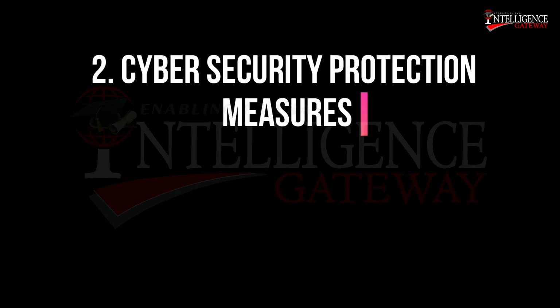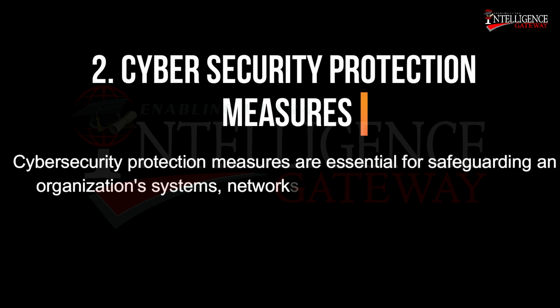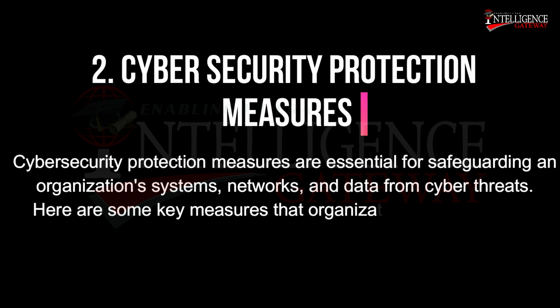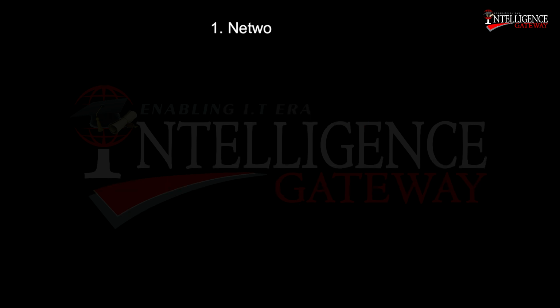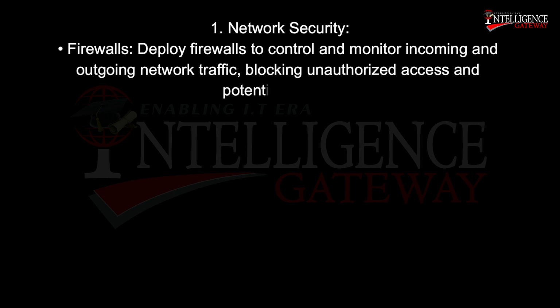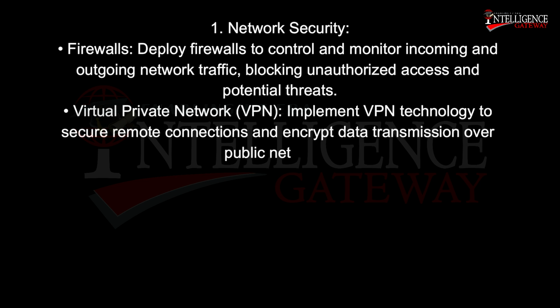2. Cybersecurity protection measures. Cybersecurity protection measures are essential for safeguarding an organization's systems, networks, and data from cyber threats. Here are some key measures that organizations can implement. 1. Network security. Firewalls: deploy firewalls to control and monitor incoming and outgoing network traffic, blocking unauthorized access and potential threats. Virtual private network, VPN: implement VPN technology to secure remote connections and encrypt data transmission over public networks.